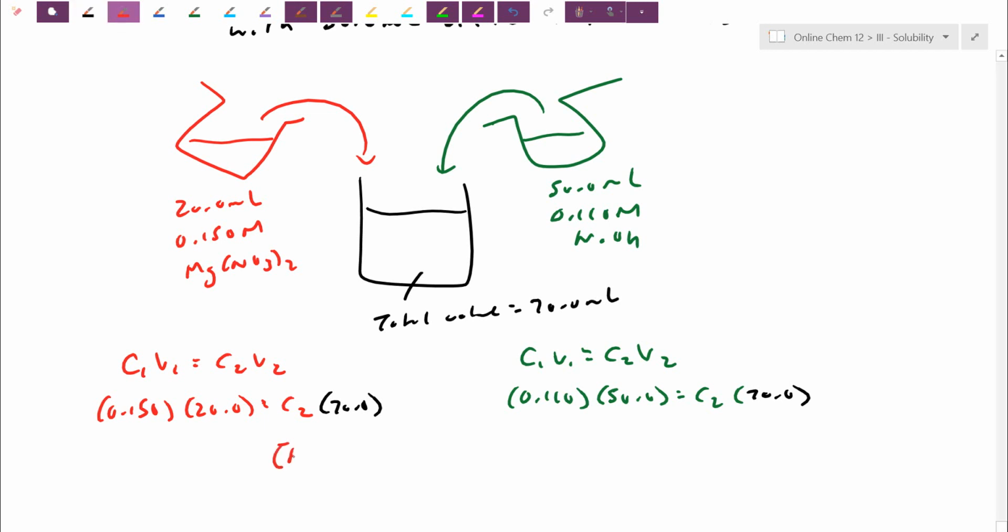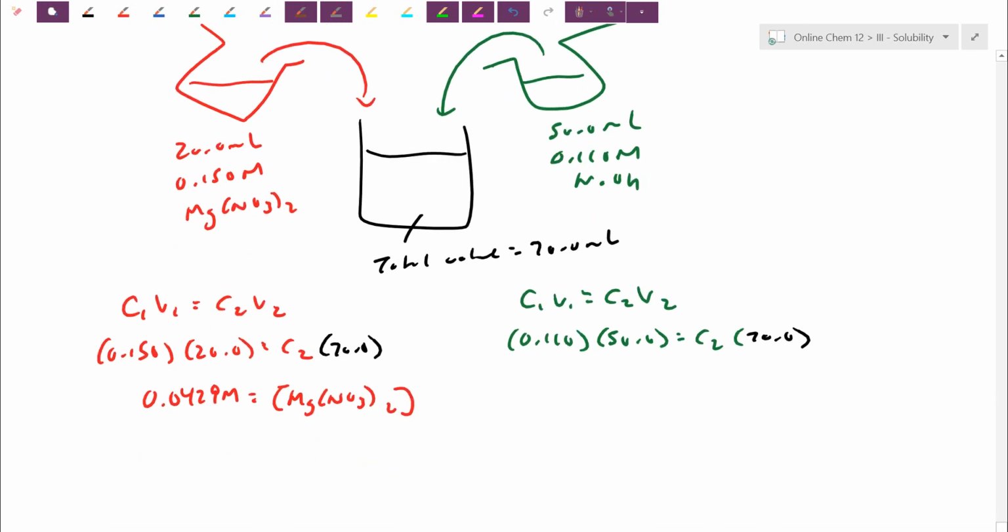The new concentration of MgNO3 has actually dropped quite a bit, and now it's only 0.0429 molar. On the other side here, 0.110 times 50 divided by 70, the concentration of the NaOH is equal to 0.0786. Okay, so do a mental check for yourself. It makes sense that these numbers here are now a little bit tinier because the pool has gotten bigger.